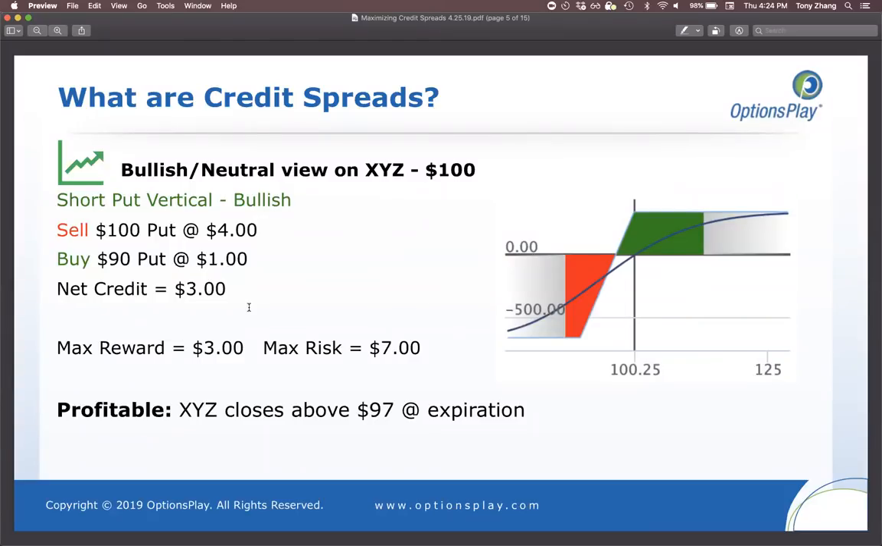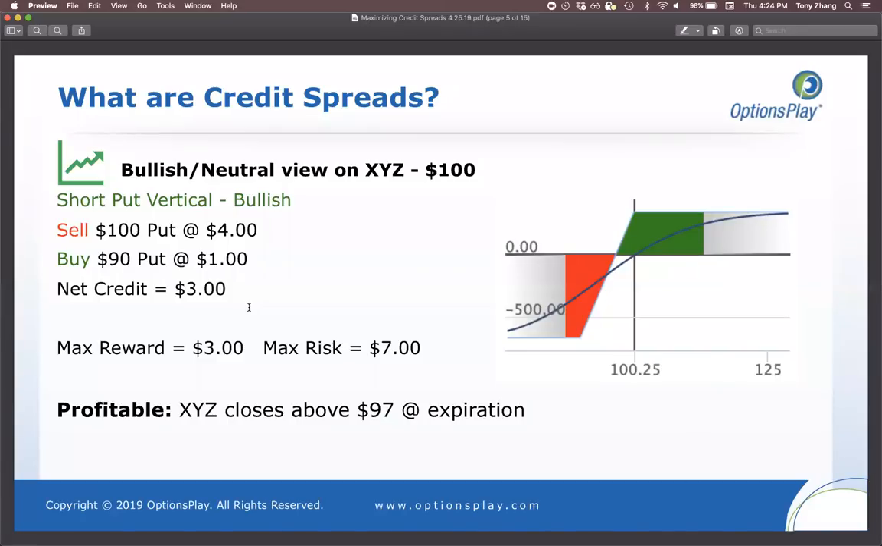And what I want to do is break down this trade to show you the rationale behind why someone sells a credit spread. It's really just a one-leg trade in reality, even though it's a two-leg trade. The short leg is really the leg that matters. Okay, so we have stock XYZ.